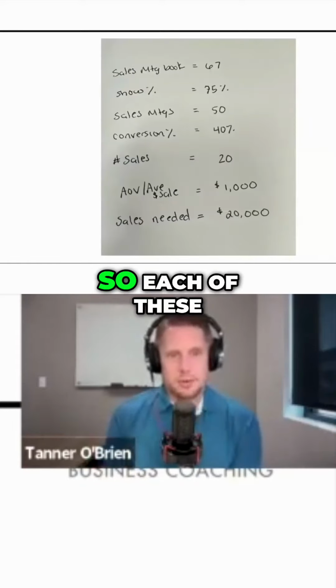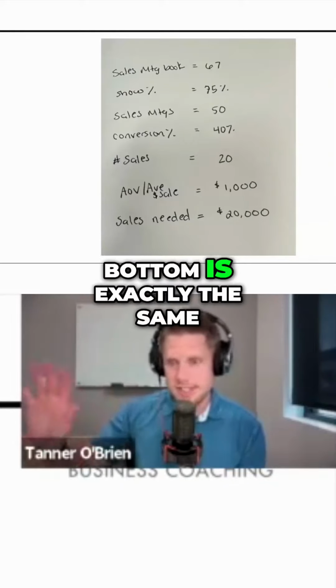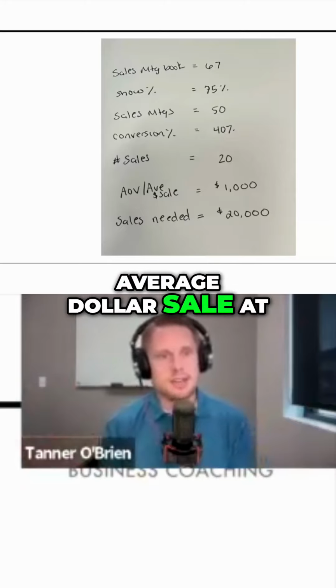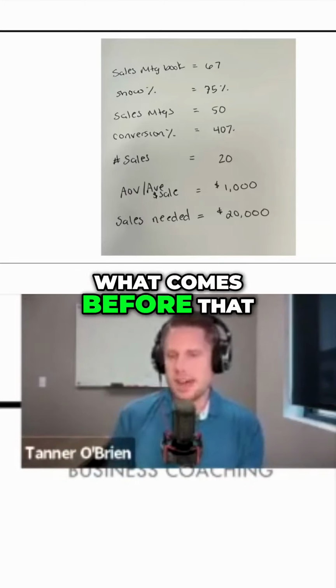All right. So each of these is just going to be a progression of this thing. You'll see the bottom is exactly the same, and then we add a few more things to it. So $20,000 in sales, average dollar sale at $1,000, 20 sales needed. All right, well, what comes before that?